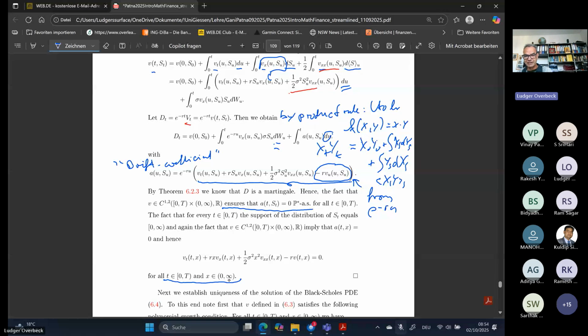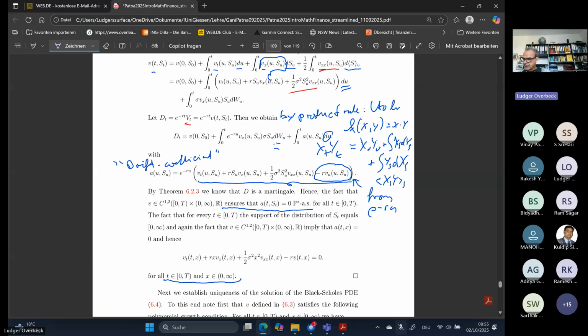So I said this comes from the fact that the support of ST is the positive numbers, and that these are all continuous functions. So it first holds Lebesgue almost surely for t and x, but then because it's continuous, it must hold for everything. This is a continuous function which is 0 on a dense subset, so it must be 0 everywhere. Okay.